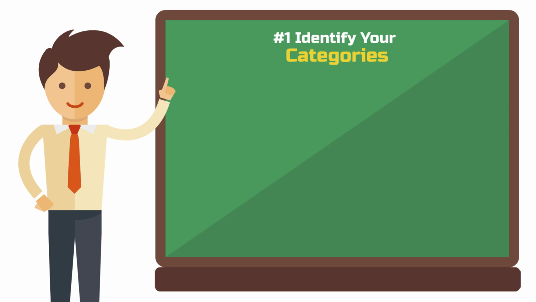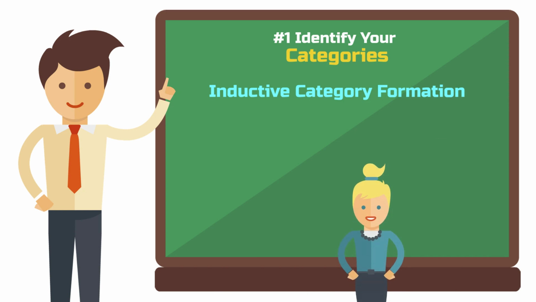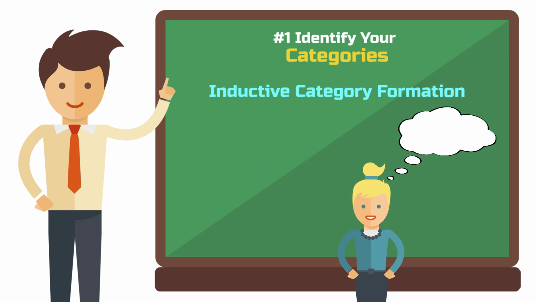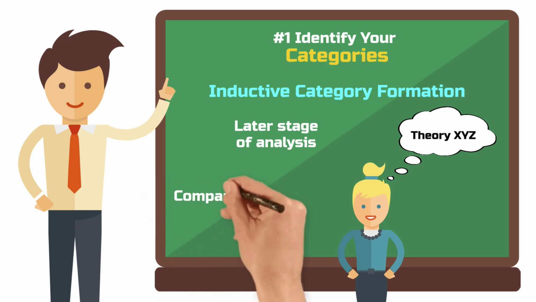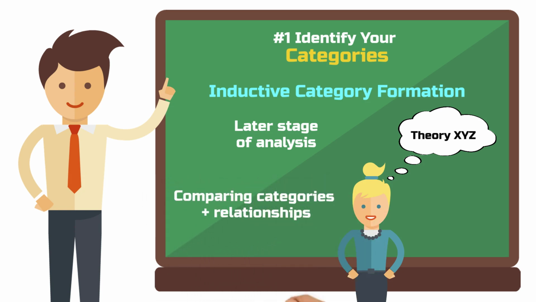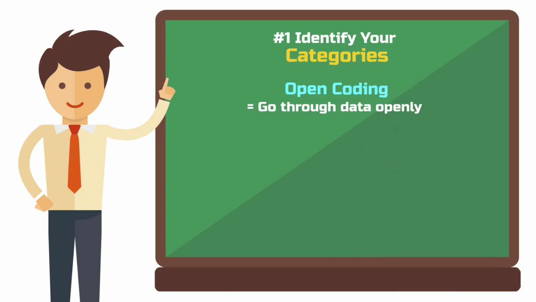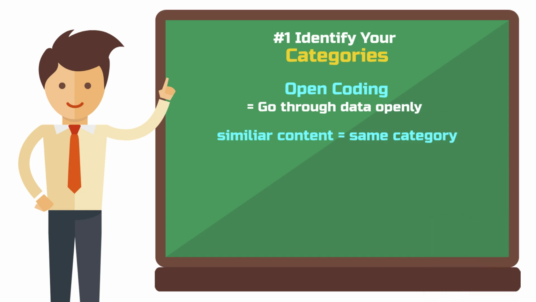Open coding is essentially the embodiment of inductive category formation, meaning you approach the data with a completely open mind, without considering existing theories. Some scholars recommend incorporating existing theories at a later stage of your analysis, comparing the categories and relationships you have developed with what has already been established. For open coding, however, the key is to go through your data without any preconceptions, marking similar content with the same category. In other words, everything that belongs together conceptually should be grouped into the same category.